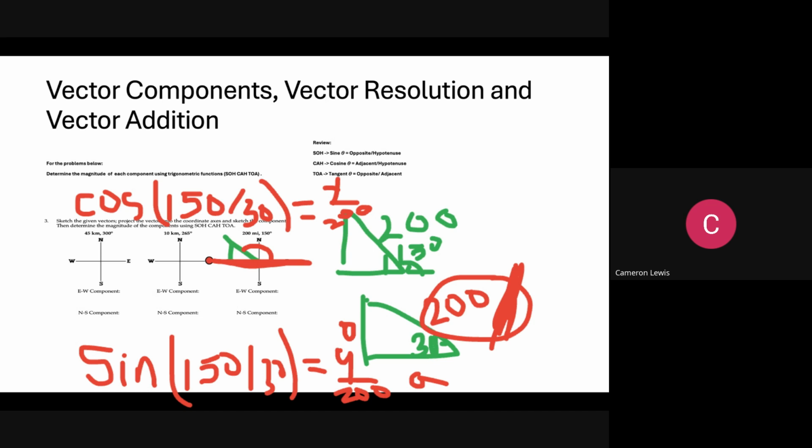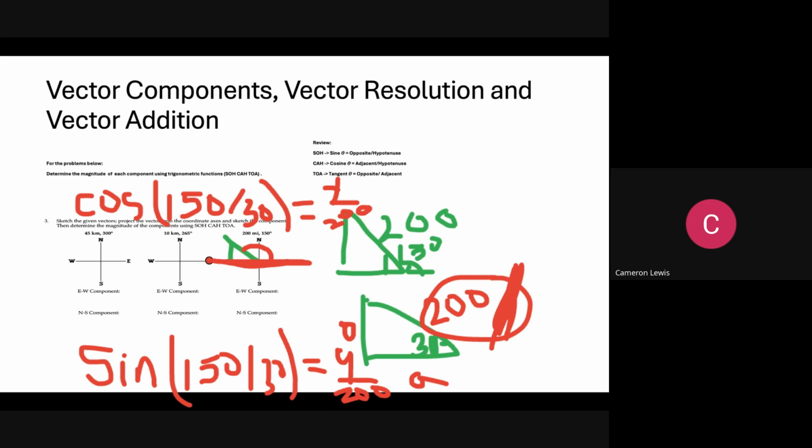Now, remember what we said earlier. This vector is between what two numbers? The angle is between 90 and 180. And the angle is how much? 150, right? Which number is it closer to? 150 is closer to 180 or 90? 180, right?